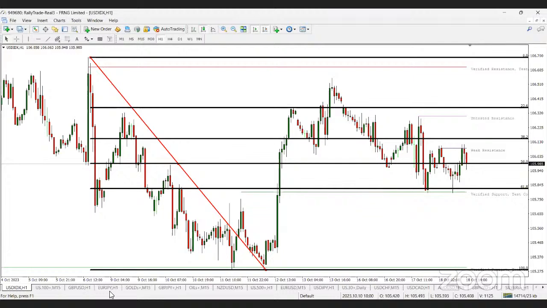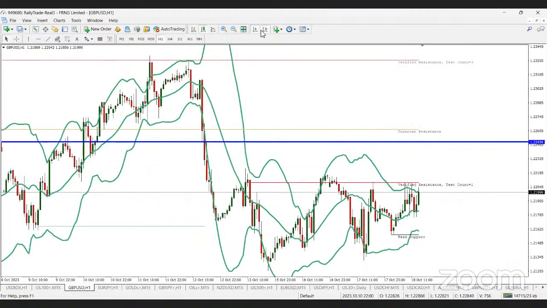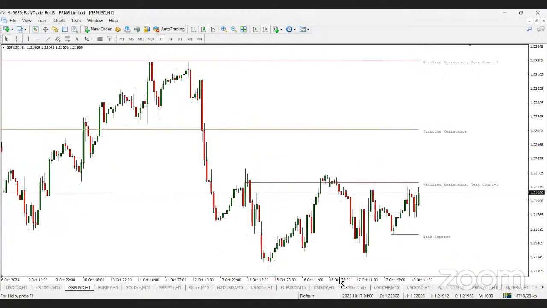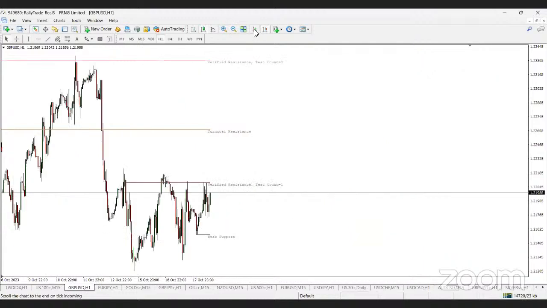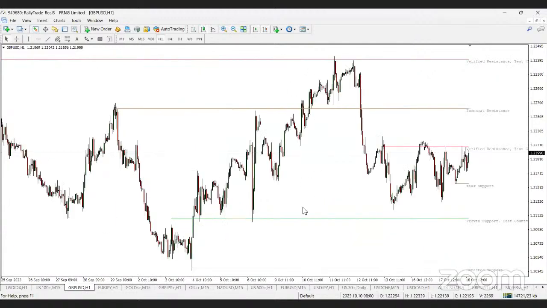Okay, so I'm going to try and apply it on another chart. For instance, let's use GBP USD. Good. Now on GBP USD here, this is 1 hour. You will notice that, oh, good.